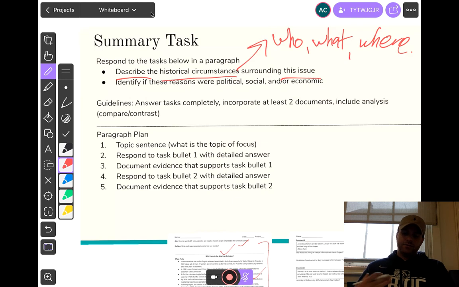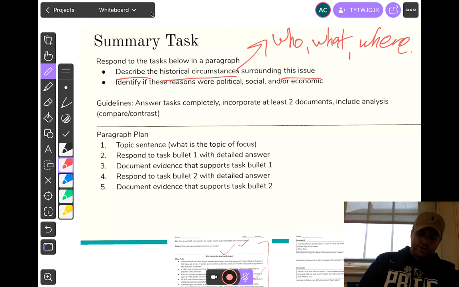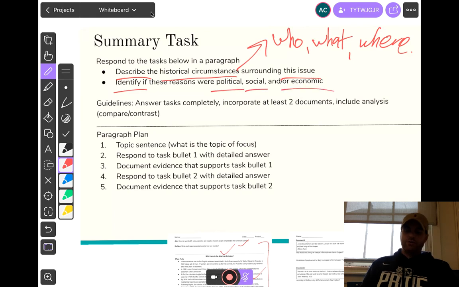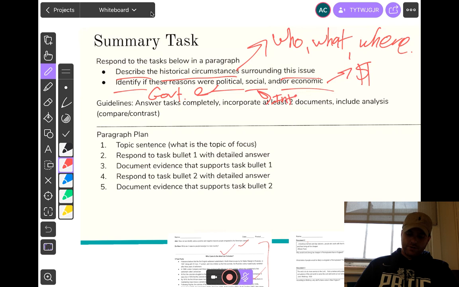What are these documents addressing? Who are they addressing? Where is this taking place? Bullet 2, you're identifying if these documents are addressing political, social, and or economic issues. A brief reminder: economic is dealing with money, political is usually dealing with government or rights, and social, we're looking at how people interact.